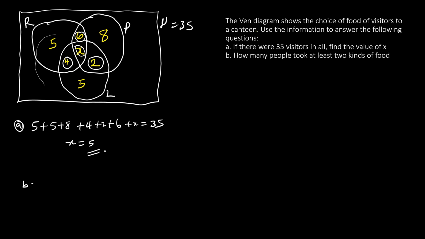So to find the number of people that took at least two kinds of food, we are going to have 4 + 6 + 2 + x, which is equal to 5. So this equals 17. So 17 people took at least two kinds of food. Actually, x people, which is 5 people, took all the three kinds of food. But we have people that took at least two kinds of food to be equal to 17. 4 + 6 + 2 + 5.